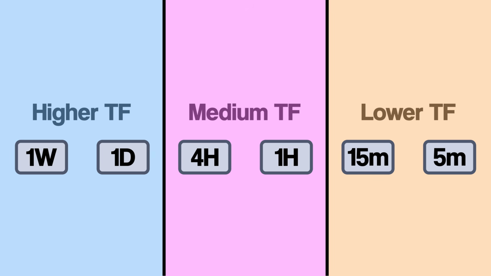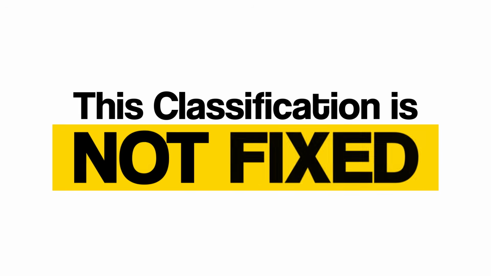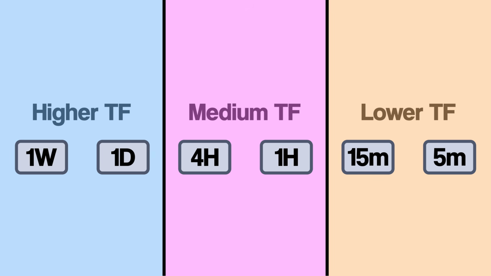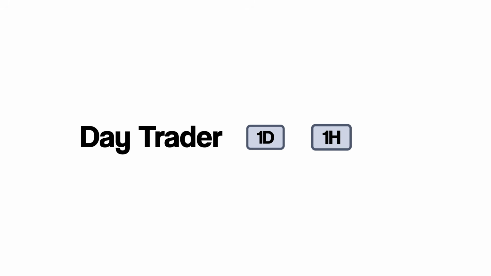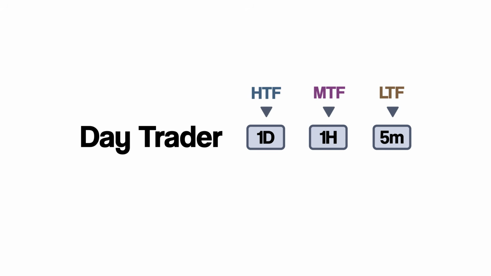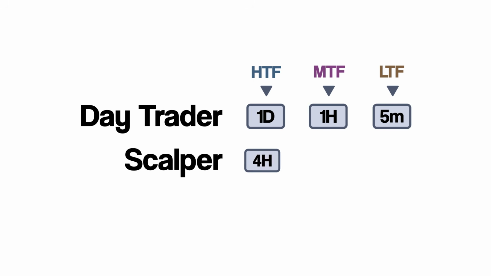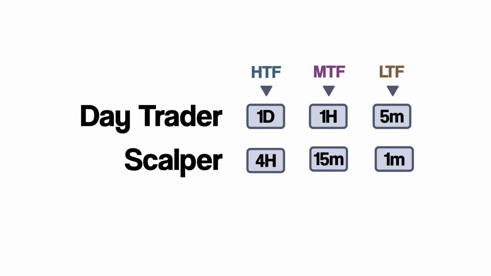It's also important to understand that this classification is not fixed. Because of the fractal nature of the market, there are no strict rules here. It all depends on your trading style. For example, a day trader might use the daily, 1 hour, and 5-minute timeframes as their higher, medium, and lower timeframes, whereas a scalper might use the 4-hour, 15-minute, and 1-minute charts instead.